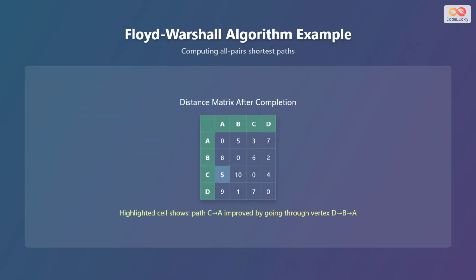Here's an example to illustrate the Floyd-Warshall algorithm and its output. After the algorithm completes, the distance matrix shows the shortest path between every pair of vertices. For instance, the highlighted cell indicates that the path from E was improved by going through vertices D, B, and then A. The initial path cost may have been higher, but by considering all possible intermediate vertices, the algorithm finds the optimal path. The final matrix provides a complete overview of the shortest path lengths between all vertices.